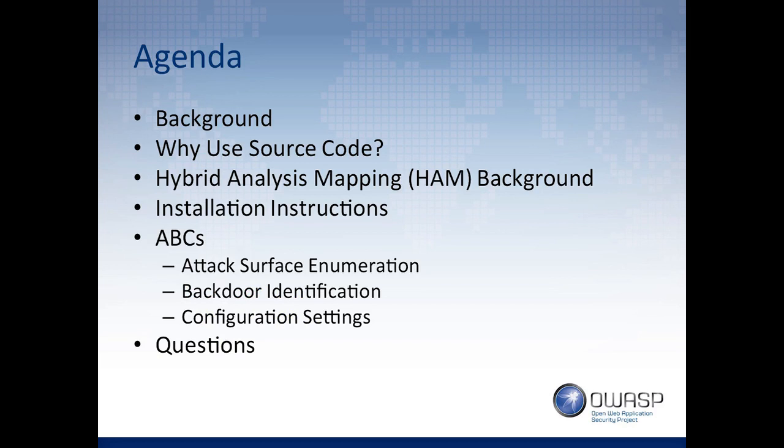And again, as agenda, just provide a little bit of background, talk about why we use source code, and look at this hybrid analysis mapping technology that we've developed and are continuing to develop. Again, we've got a couple of things that you can download and use, or pull the source down, build, and use. I want to talk about attack surface enumeration, identifying backdoors or potential backdoors in applications, and quickly checking configuration settings.